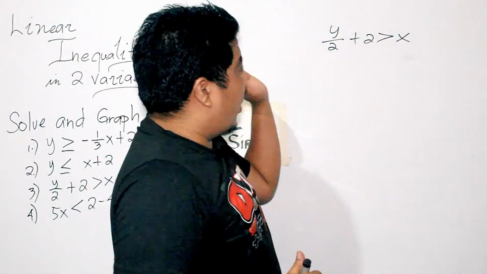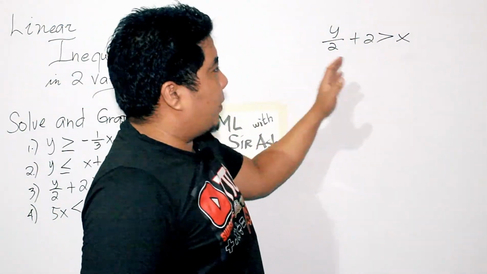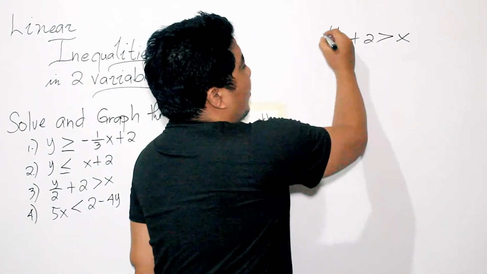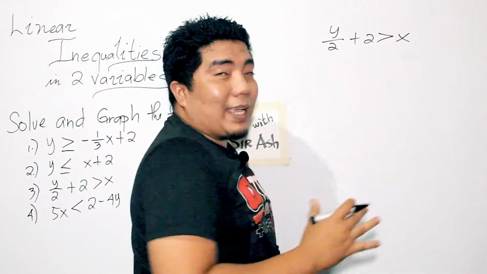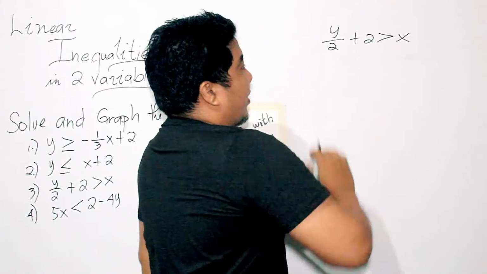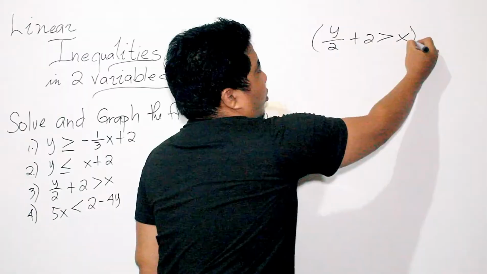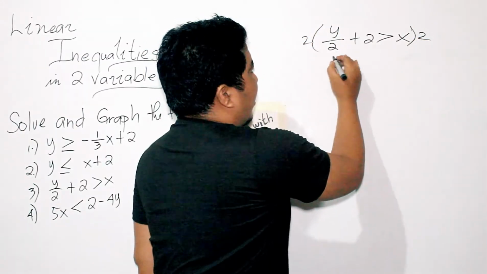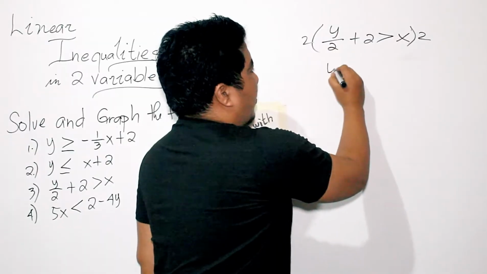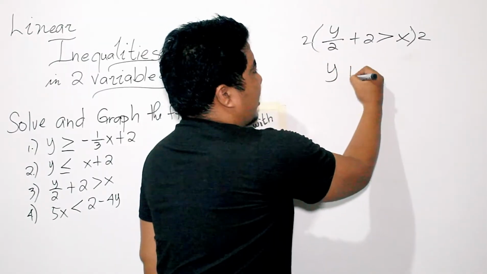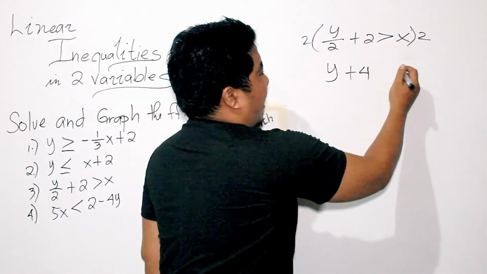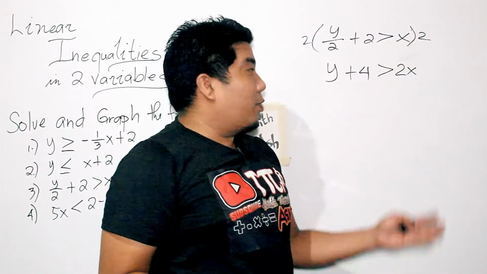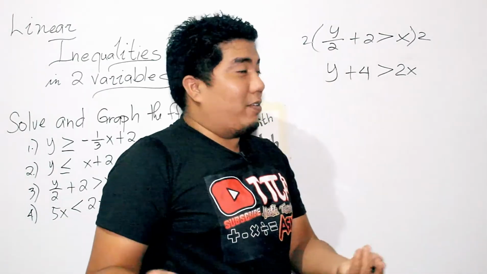Now, let us go to our third example. Okay, math learners, for our third example, we have y over 2 plus 2 is greater than x. So, how do I do this one? So, I will multiply the whole equation by 2 so that I can eliminate the denominator. So, by multiplying 2 to the whole inequality, that gives me 2y over 2, which will become y. 2 times 2, that is 4. And then 2 times x, that is 2x. Okay, so now I don't have any denominator except 1, of course.